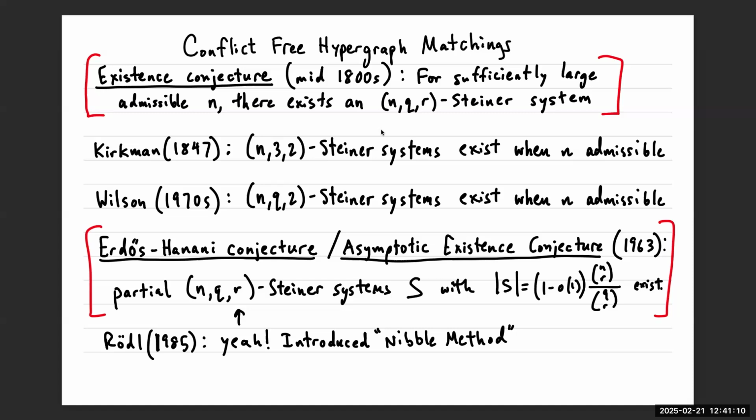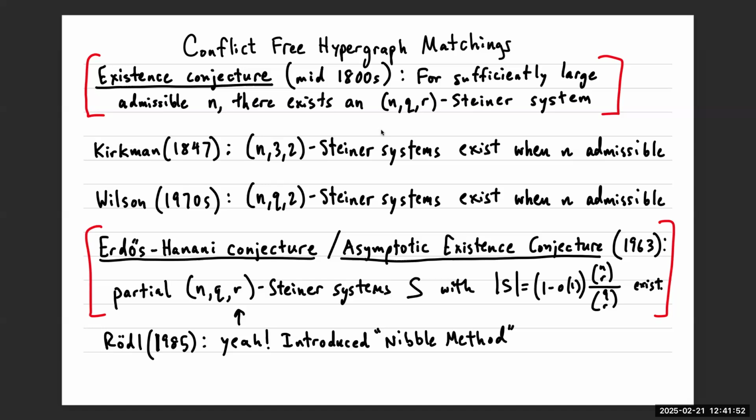Why do you cross off partial? Oh, because for this conjecture, I know that for a non-partial Steiner system, every r-subset appears in exactly one edge, and that means it has exactly this many edges. So that would be a different conjecture, I guess. Every exact (n,q,r) Steiner system has exactly this many edges. There's no way to loosen it. Yeah, right. That's a stronger thing. The exact one is stronger, and those aren't known to exist.